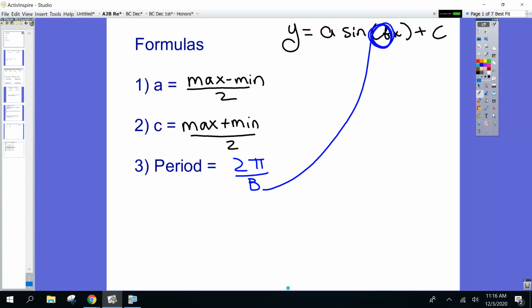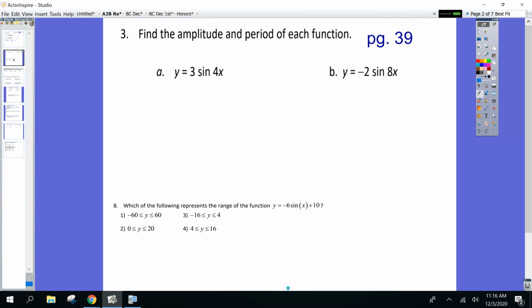All right, let's do some actual problems. Back of your packet, page 39. Anything I go over, you'll see tomorrow. All right, number 3 on page 39.